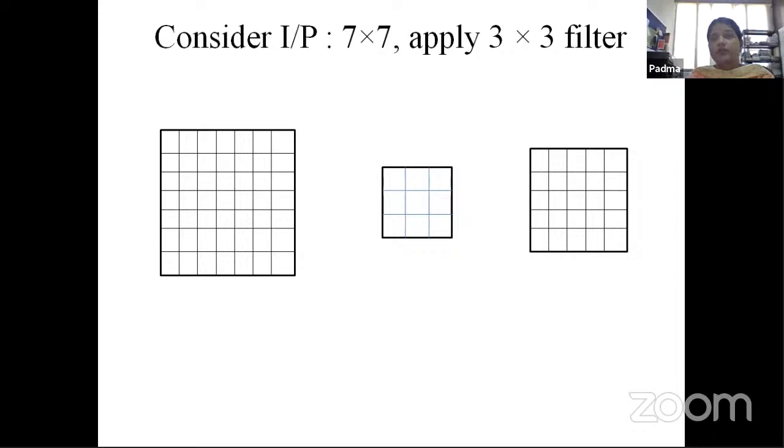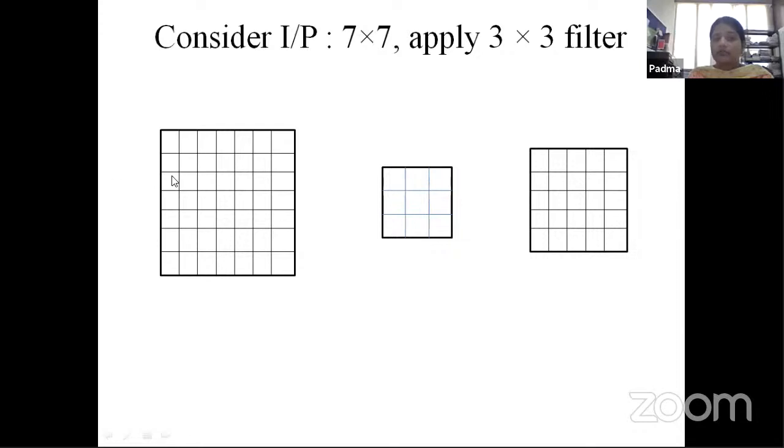We can pad some pixel values to this particular input image, so that the resultant output it generates will be the same size as my input image, right? So why is this shrinking occurring? Why is the output reducing to 5x5, and why has it not been retained at 7x7? Because we have applied this filter on this particular sub-region.